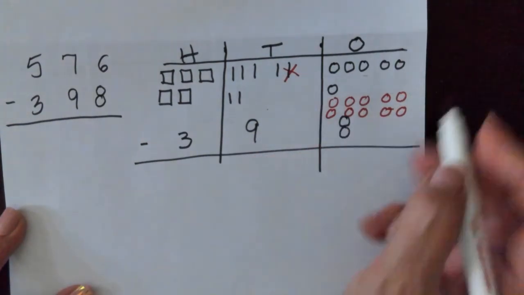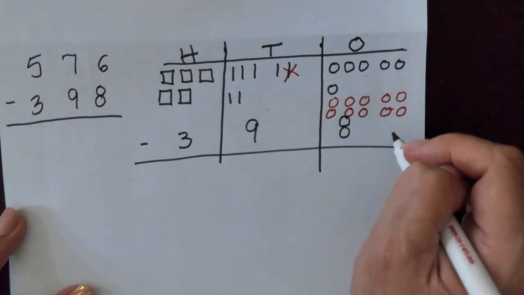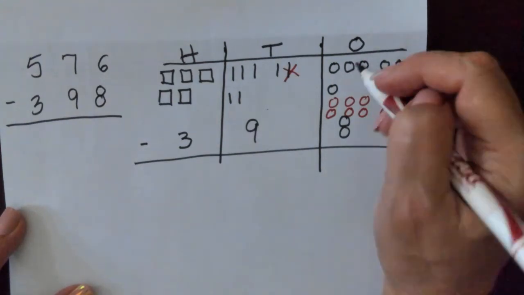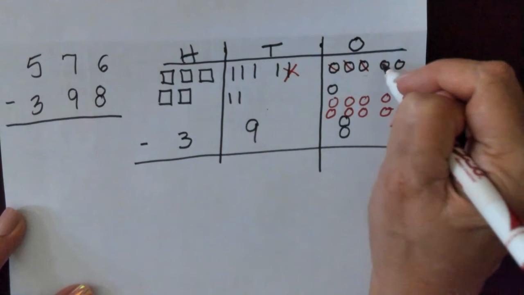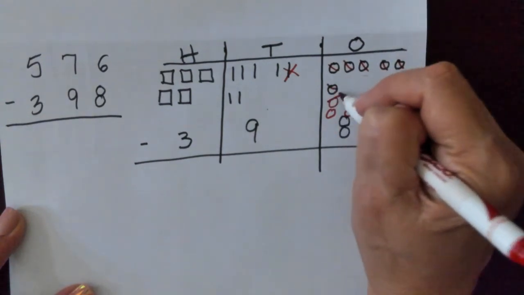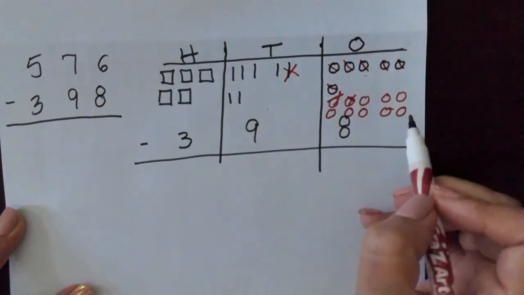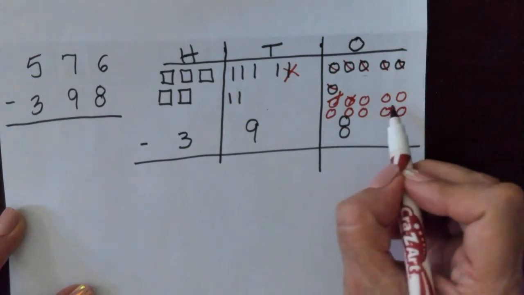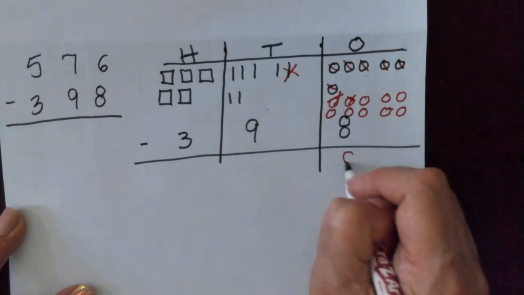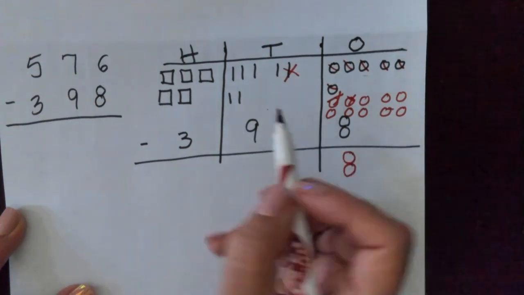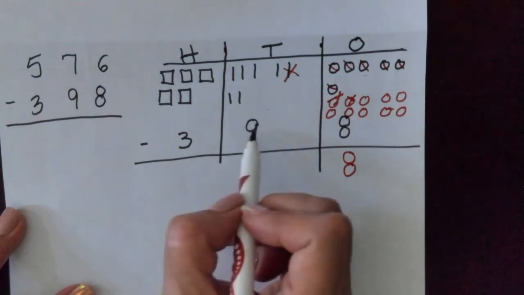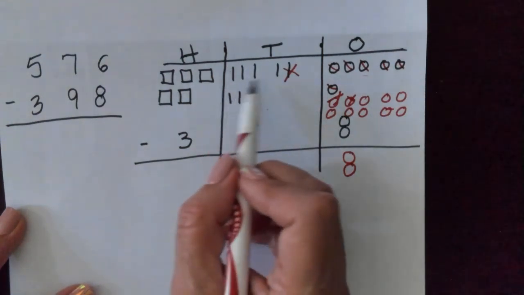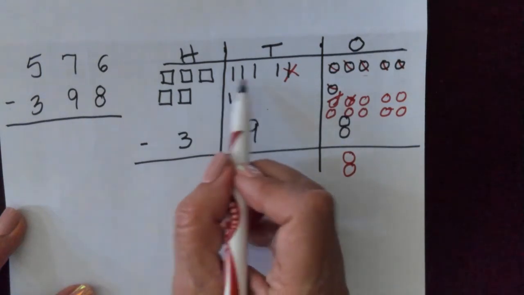Now what? Okay, so let's take away. 1, 2, 3, 4, 5, 6, 7, 8. So how much do I have left? 5, 6, 7, 8. I have 8 left. And here, do I have enough? No. We only have about 6 here. Wait, 3, 4, 5, 6.